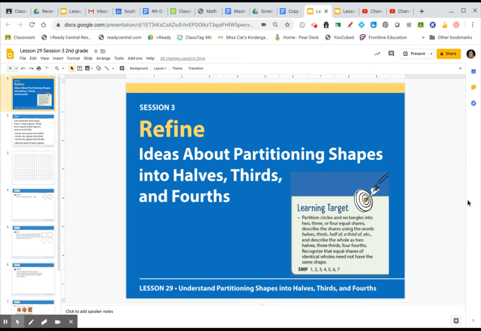Hello, we're here for session 3, refine ideas about partitioning shapes into halves, thirds, and fourths. The last couple of times you've joined me, we've learned about that. We've tried to develop our thinking about equal parts when we are partitioning shapes. We want to partition circles and squares into 2, 3, or 4 equal shares. We really need to keep that in mind.